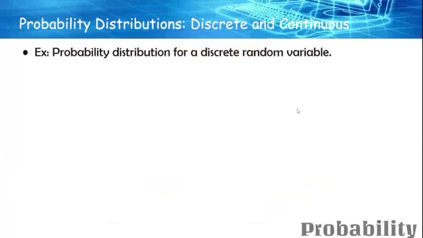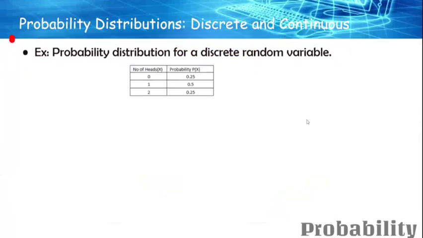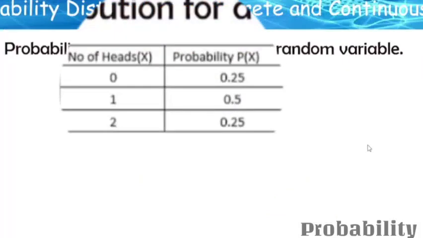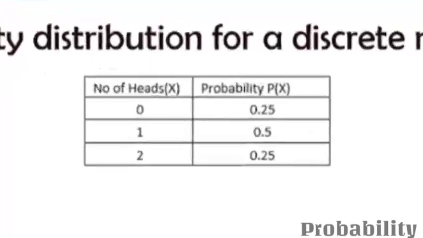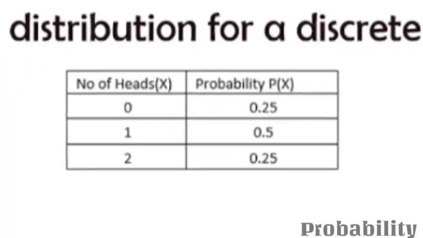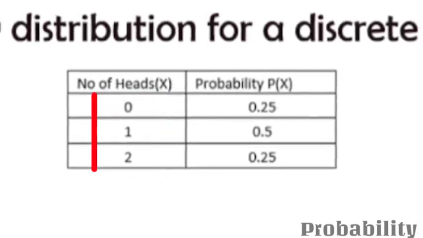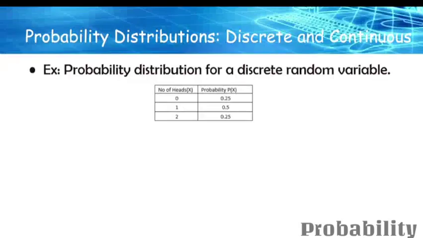For example, consider the probability distribution for a discrete random number. Let us consider the number of heads, like tossing a coin three times. The number of heads can be 0, the number of heads can be 1, the number of heads can be 2, and so on, up to three particular times.